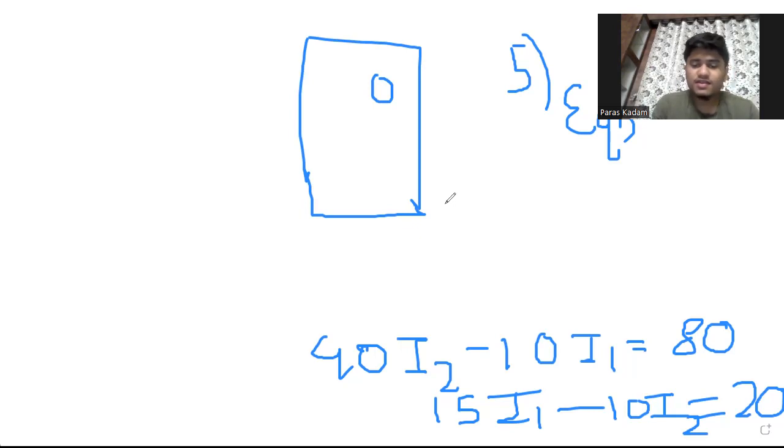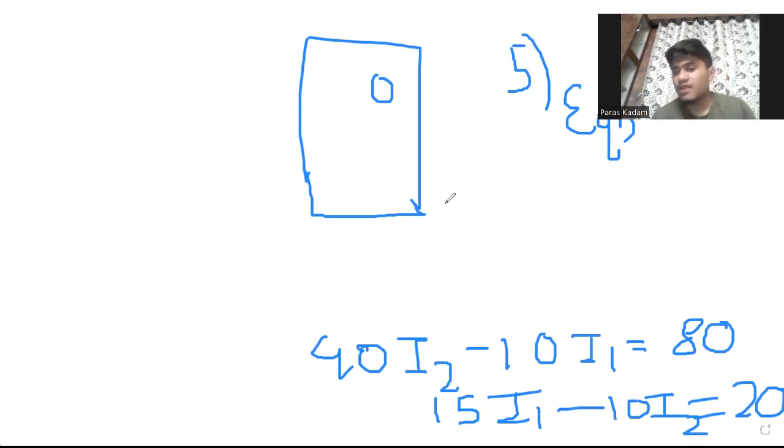I am entering the first equation, 40I2 minus 10I1 is equal to 80. As per our rule, in A I will enter minus 10, in B I will enter 40, and in C I will enter 80. Now for the second equation, I will enter 15 in A, then minus 10 in B, and then 20 in C.